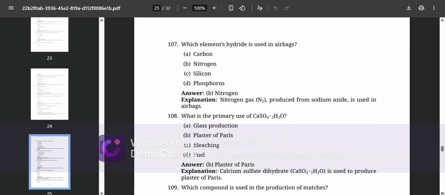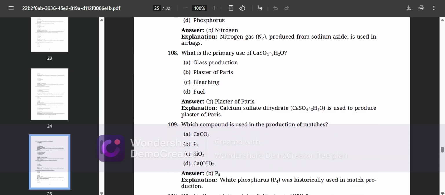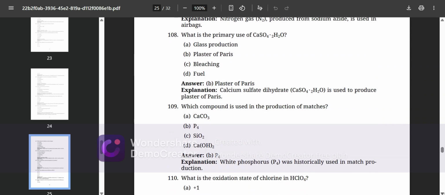Which element's compound is used in airbags? Nitrogen gas produced from sodium azide is used in airbags. What is the primary use of CaSO4·2H2O? Plaster of Paris. Calcium sulfate dihydrate CaSO4·2H2O is used to produce plaster of Paris.